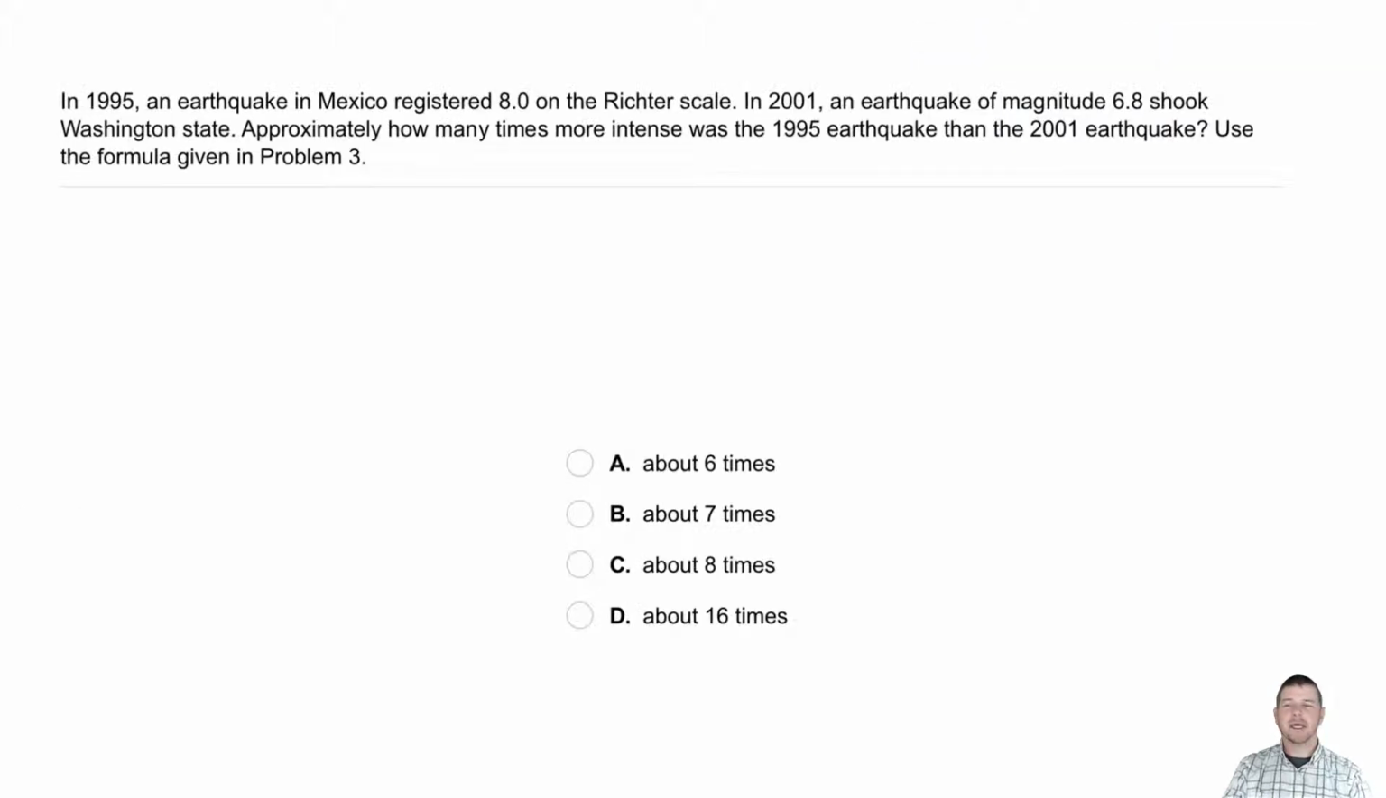Your turn. In 1995, an earthquake in Mexico registered 8.0 on the Richter scale. In 2001, an earthquake of magnitude 6.8 shook Washington state. Approximately how many times more intense was the 1995 earthquake than the 2001 earthquake? Use the formula given in problem 3.